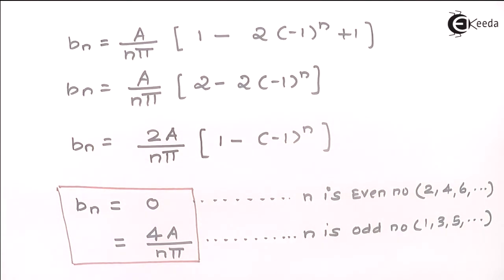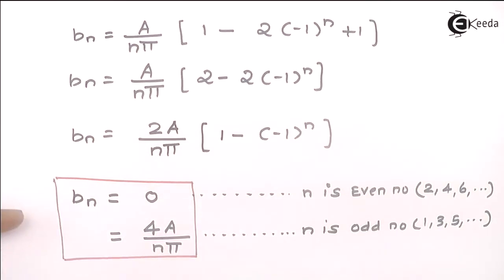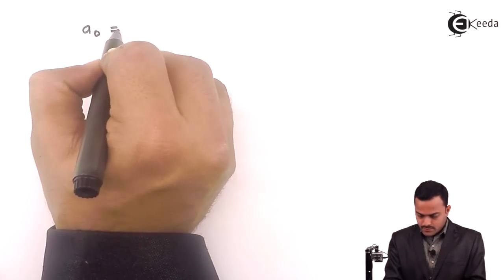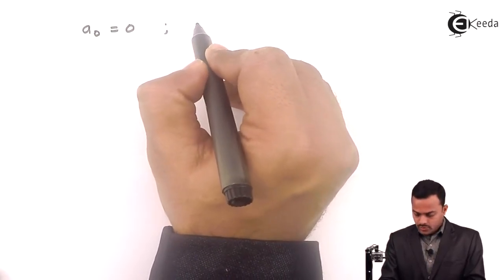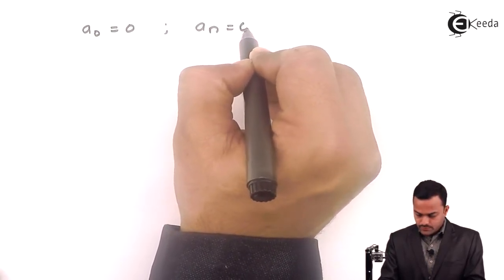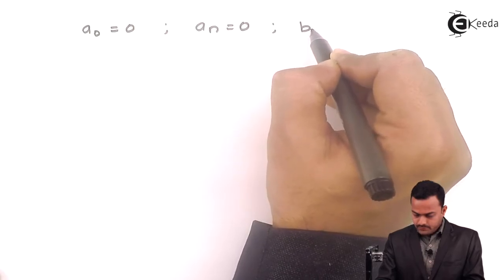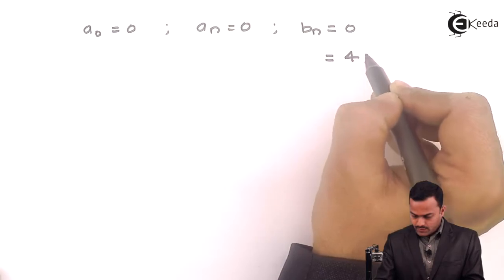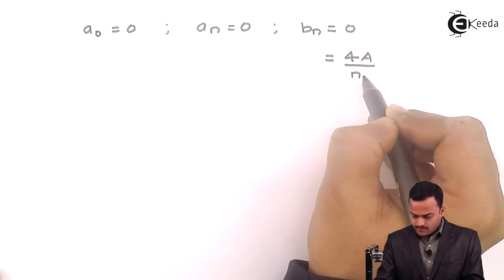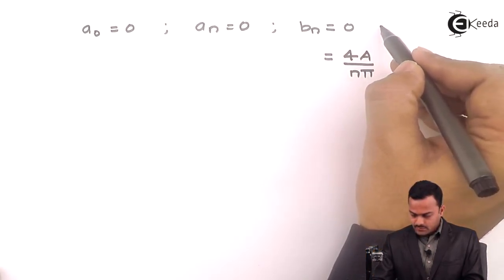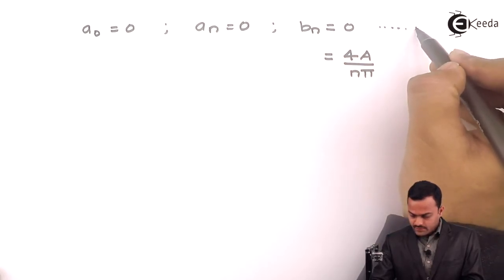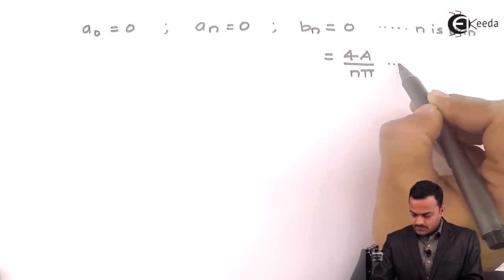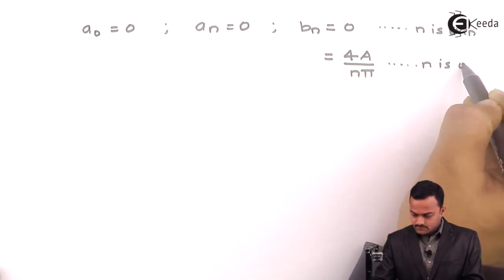Now we got all the 3 coefficients. Let's list them out. We got a0 as 0, we got an also equal to 0, and Bn we got either 0 or 4a upon n pi, and that depends upon the values of n. This is when n is even, and this we obtain if n is odd.